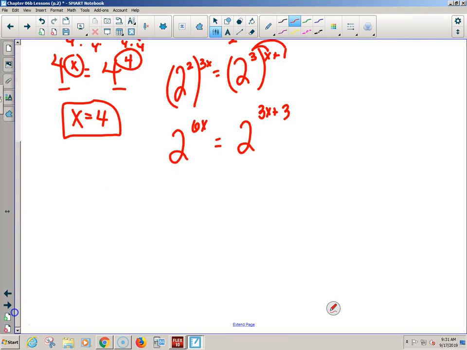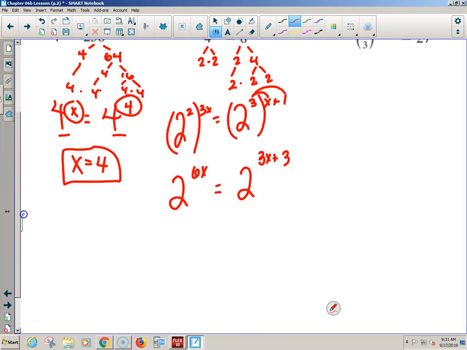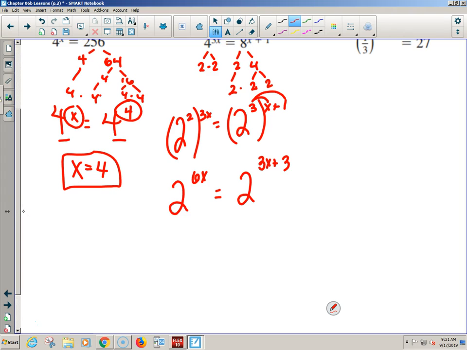Here's divide both sides. Jerry, thanks for helping us out. Isaiah, thanks for helping us out as far as distributing the 3. But now that we've made the bases match, everything has legally been done. What can we do? Ignore the bases and solve. Are we good? Yeah. So 6x equals 3x plus 3.